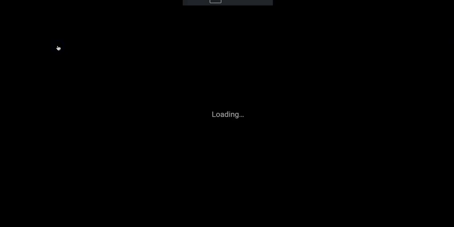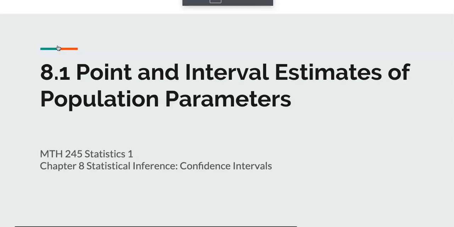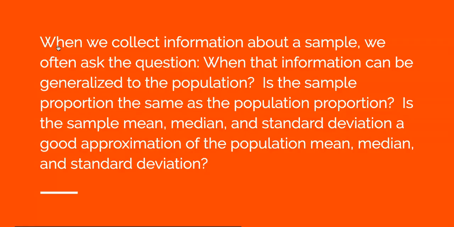So this is a little introduction to confidence interval or inferential statistics. When we collect information about a sample, usually the samples are smaller than the actual population, but we hope that the sample is a good representation of the population. We often ask the question, when that information can be generalized to the population, is the sample proportion the same as the population proportion? Is the sample mean, median, and standard deviation a good approximation of the population mean, median, and standard deviation? Because that's what we want, right?